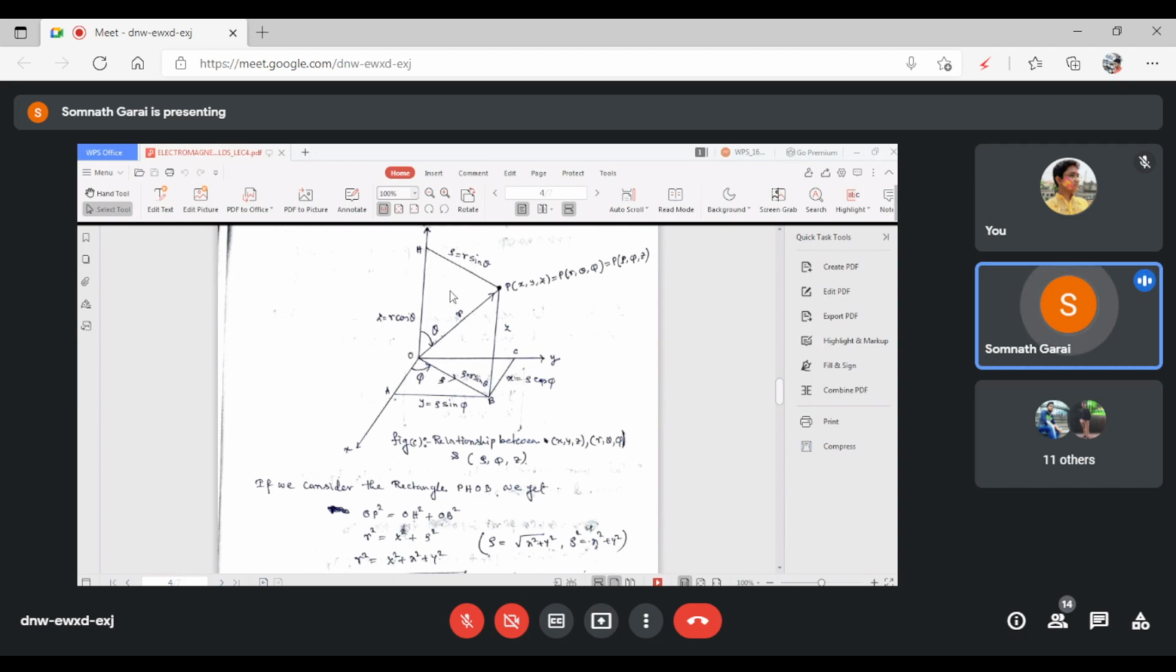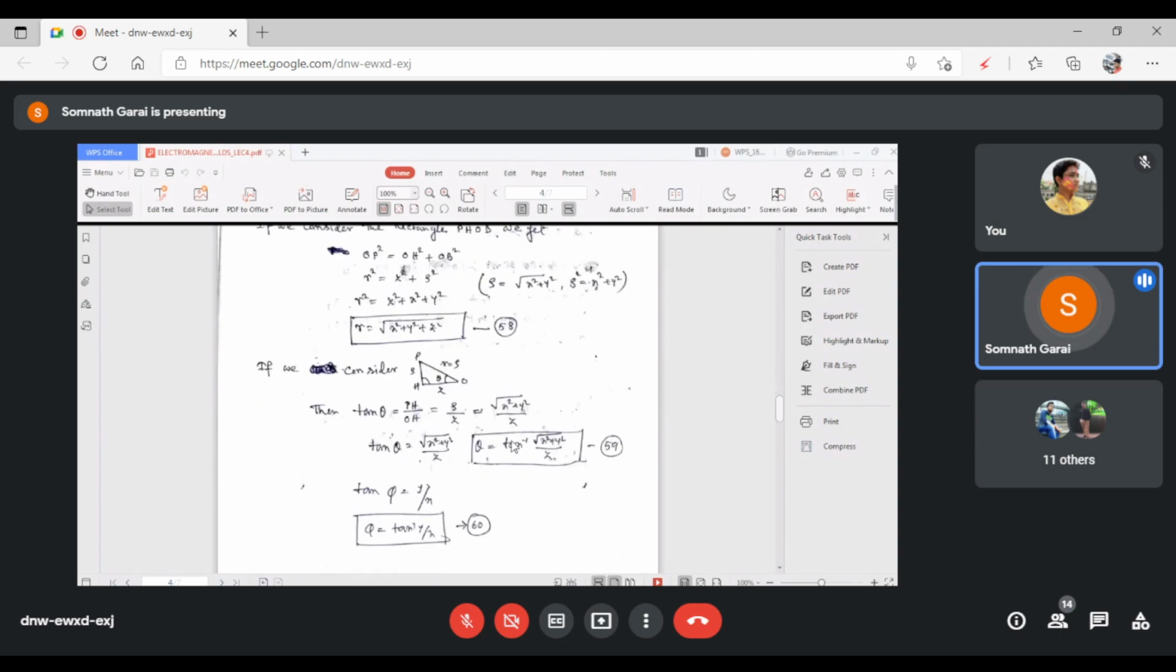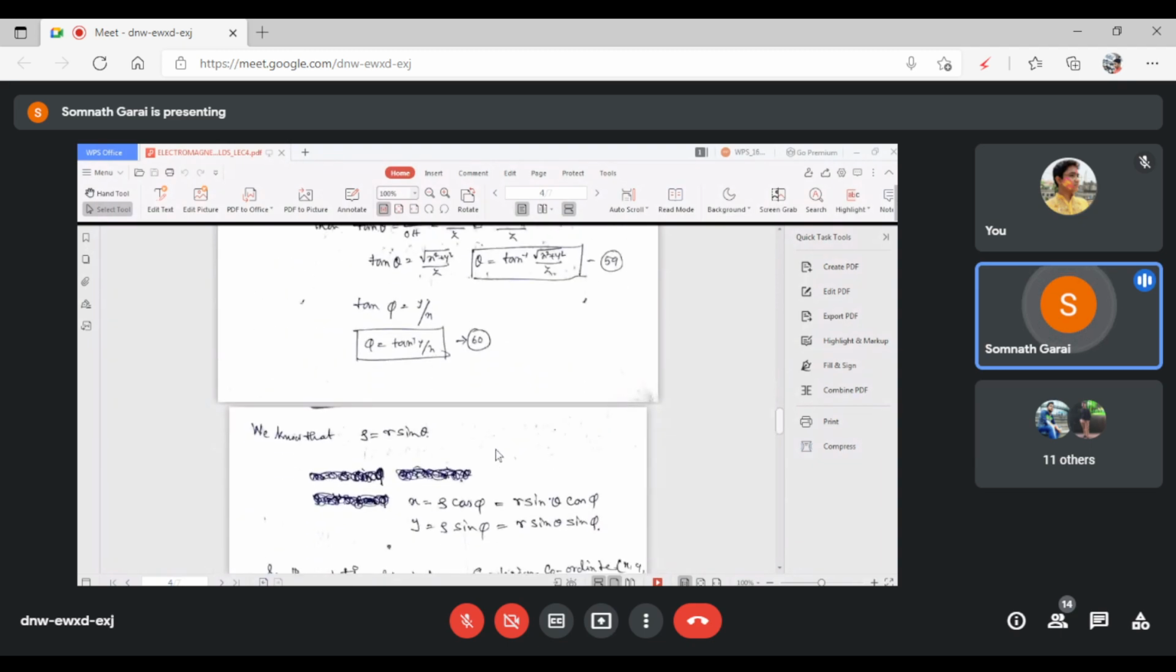So this z is equal to r cos theta, and this rho is equal to r sin theta. These are very important relations: z is equal to r cos theta and rho is equal to r sin theta. Right? Okay. Now, we know that rho is equal to r sin theta.